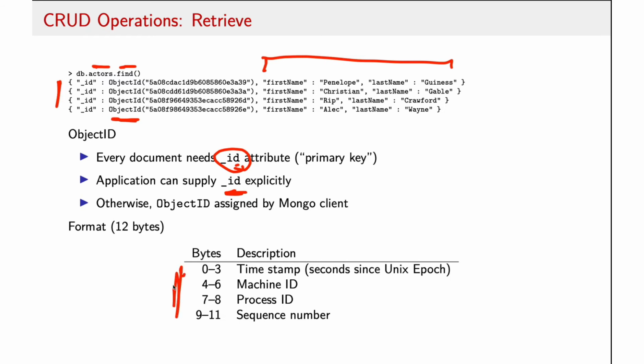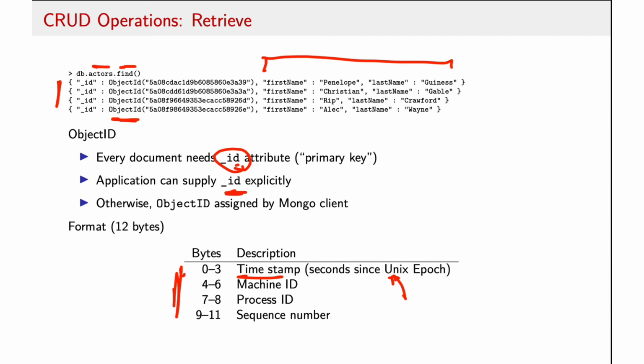Well, if we were to unpack those hexadecimal values here, we would see that the first 4 bytes is a timestamp, and as in the case for most Unix timestamps, it uses the number of seconds that have transpired since the Unix epoch, which is midnight on January 1st, 1970. So it's just a count. It increments once every second, and that is what's used as the first 4 bytes of the object ID.